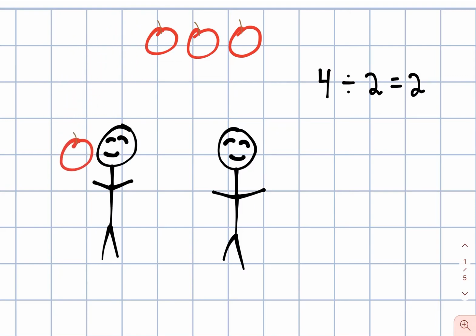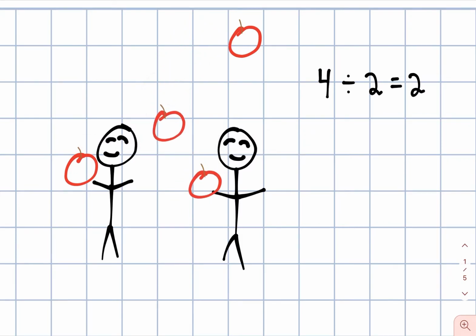So I'm going to give 1 to this friend, and I'm going to give 1 to this friend. So we're dividing them up equally. We're dividing them fairly, or in a fair way. Sharing evenly. All right, and now the answer in division is what one person gets. So we can say that 4 divided by 2 equals 2, because one person gets 2 apples or cherries or whatever these are. Well, we can say the same thing about dividing fractions.